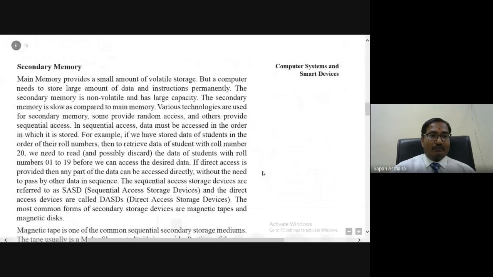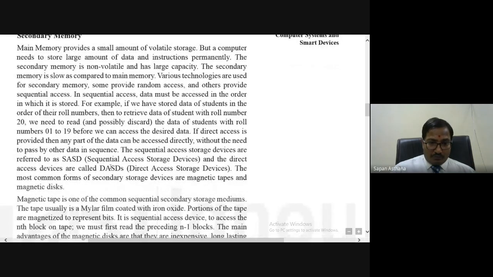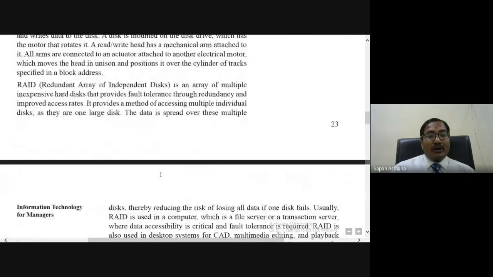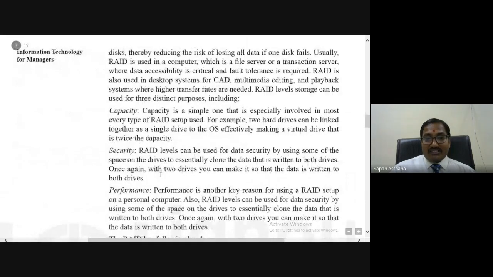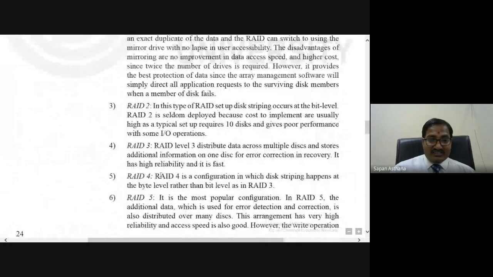Secondary memory. The main memory provides a small amount of volatile storage, but a computer needs to store large amounts of data and instructions permanently. The secondary memory is non-volatile and has large capacity. The secondary memory is slow as compared to the main memory. You can read further about sequential access storage devices and direct access storage devices.